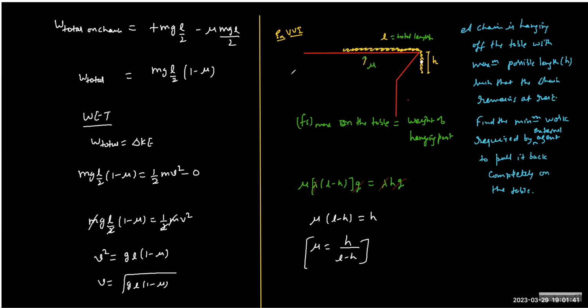So x in the beginning is... tell me, what is x in the beginning? You can see the diagram, tell me. The total length is L and H is the hanging part. What is x on the table? L? Come on, L is the total length. L minus H.